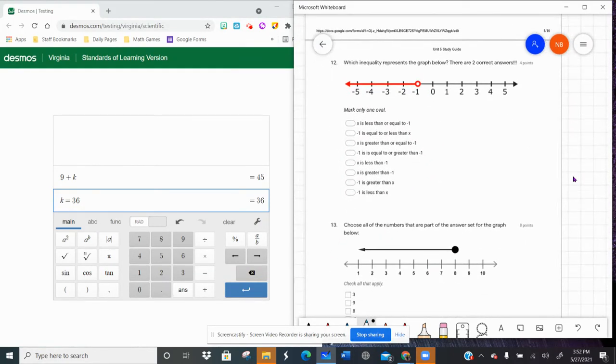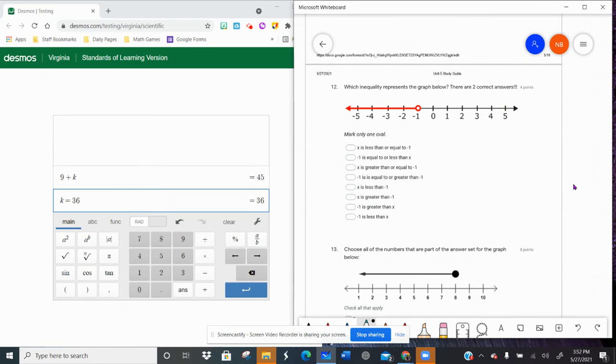All right, here we go. It says, which inequality represents the graph below? There are 2 correct answers. Well, that's nice that they told us there are 2. All right, so let's see. So I know, let's write the inequality. So these numbers, x, are going to the left, so we're less than, and then our graph starts at -1. So x is less than -1, and I don't say or equal to because it's an open circle. So I can write it x is less than -1, or I could say that -1 is greater than x. Because remember, if I flip the order, I flip the sign.